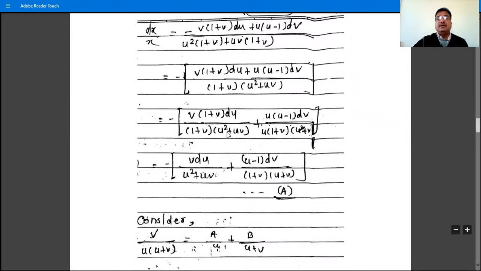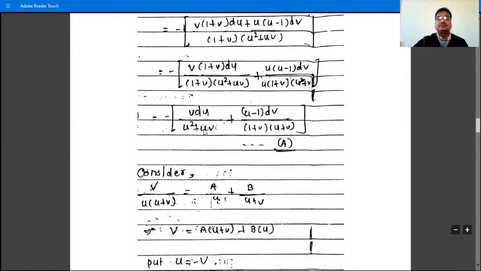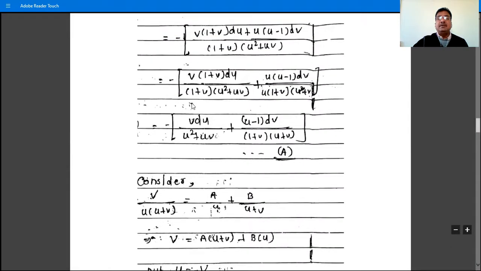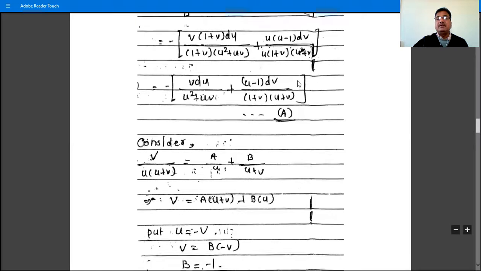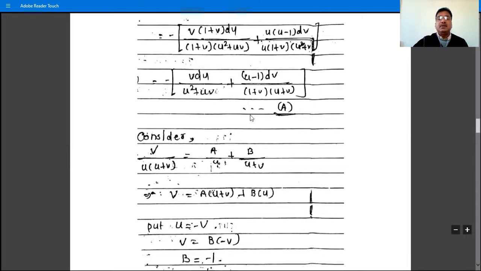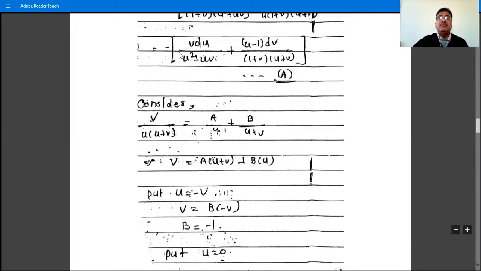Then dividing this by both the factors. So this divided by this factor plus this quantity u minus 1 dv divided by this quantity. Separate in two factors. Then 1 plus v gets cancelled, and then v du divided by u square plus uv. And here 1 plus v gets cancelled, u minus 1 dv divided by (1 plus v) in bracket (u plus v). Okay. And then we have to solve this by using partial fractions.